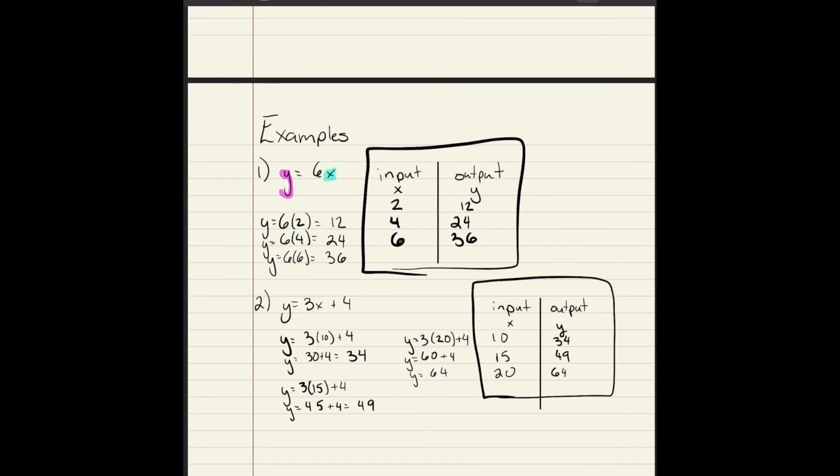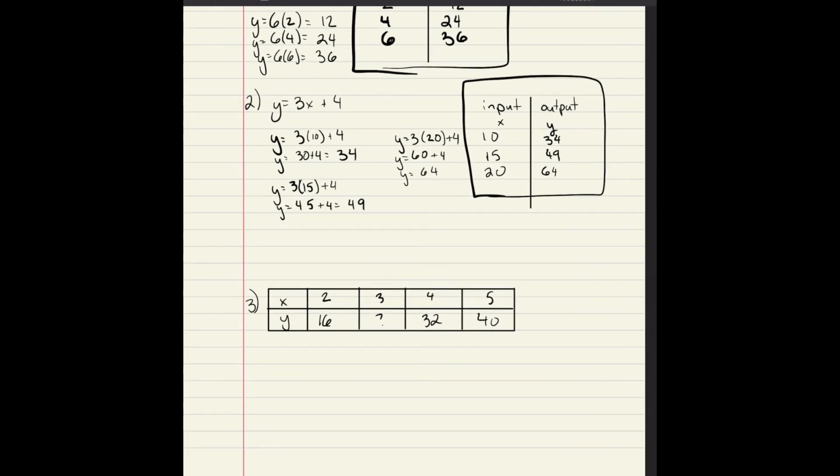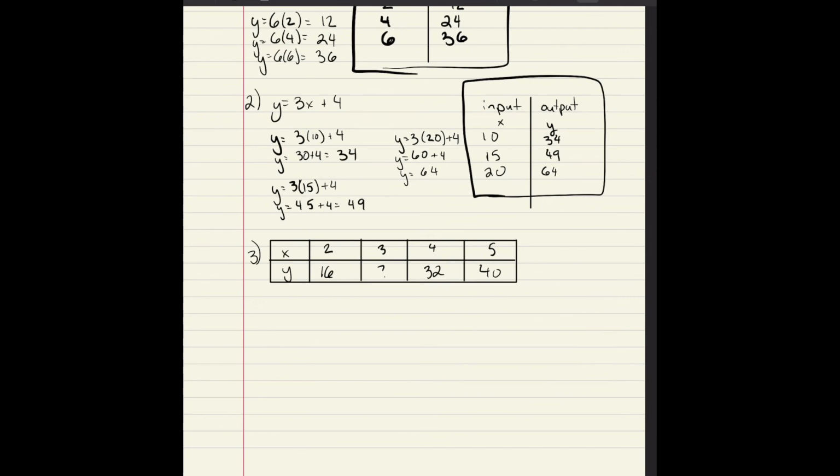All right, let's try another different one. For this problem, I need to create my equation. And I need to find out what the question mark is. So I'm going to compare my input, which is x, and my output, which is y. So what is the relationship between 2 and 16? Well, I know I can multiply 2 by 8 to get 16.